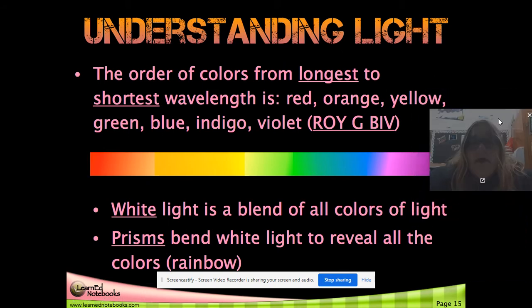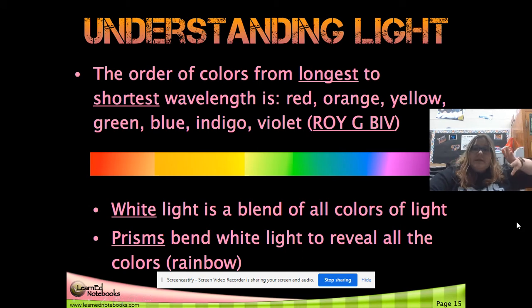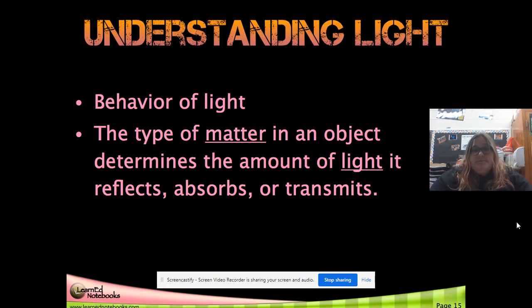So the light behind me, just in the normal classroom, the light from your phone, that is all of the colors coming at you at once. Prisms, little glass things, like the peephole on the door, bend the light to show you all the colors of the rainbow. So white light is everything. Prisms bend it because the colors have different wavelengths. They bend at different speeds, and that's how you see all of the colors.